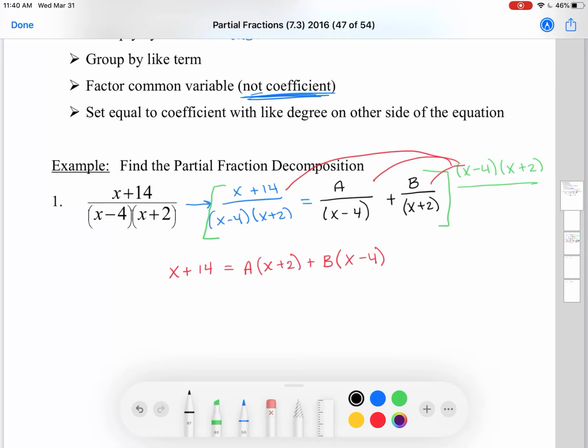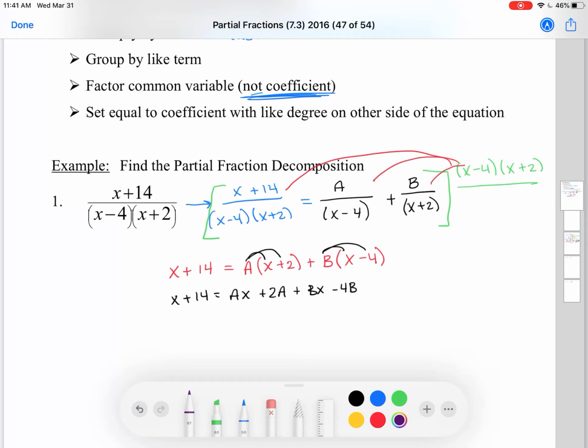All right. Step 4 says to group by like terms. Okay, but before we can do that, we actually have to distribute our variables in with our terms. So the x plus 14 will still stay as is. I'll have an ax plus 2a plus bx minus 4b. Now we can group our like terms.